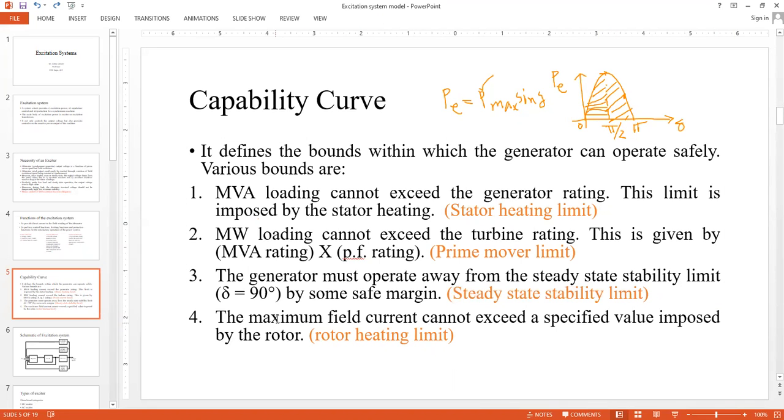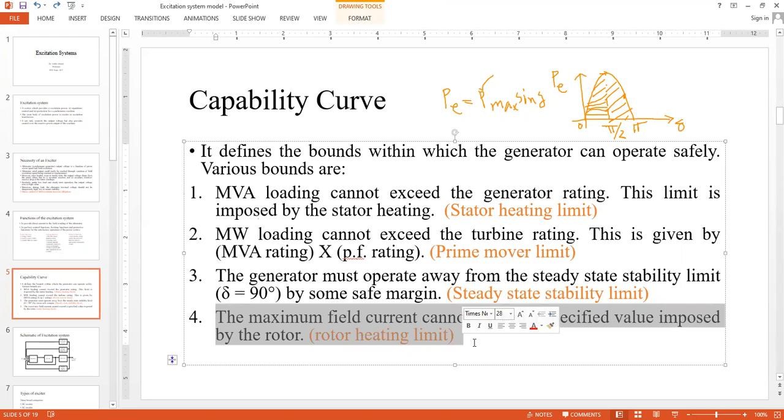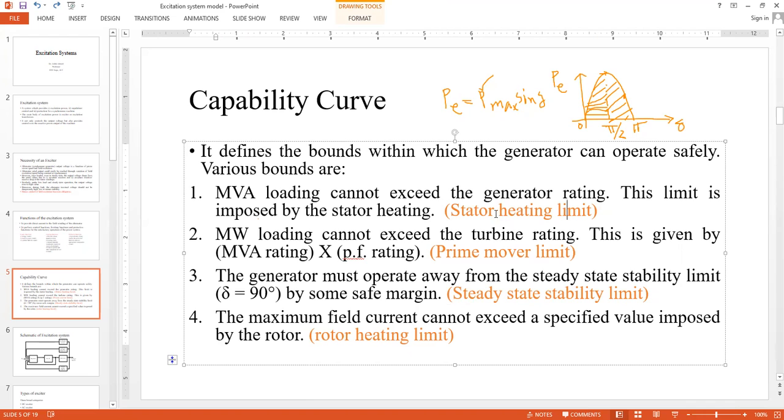And the last one here, of course you are exciting the field circuit, that is a coil, and the coil of course can carry a certain amount of current. So the field current has to be within a certain limit. Otherwise, what would happen? Your rotor circuit would be heated. So the stator heating is based on the armature current or the load current, and the rotor heating is of course related to the field current or maximum field current limit.